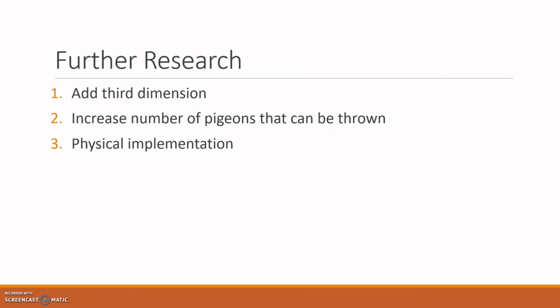Some opportunities for further research: we could add a third dimension. Like we mentioned before, we had the clay pigeon firing just in a single plane that was a set distance away from the shotgun, but we could have it firing diagonally to where that distance from the shotgun is constantly changing. We could also figure out ways to increase the number of pigeons that can be thrown. Our code kind of broke down when we added too many pigeons into it. It wouldn't graph all of them for whatever reason. We're not entirely sure why, so it could be that we need a more robust coding program or something like that.